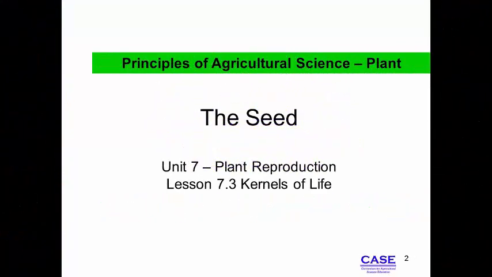The Seed, Lesson 7.3, Kernels of Life. You just completed Lesson 7.2, Pollination and Dispersion, which connected the concepts related to plant genetics to how plants physically reproduce. This presentation provides an overview of seed structure and introduces you to the germination process.